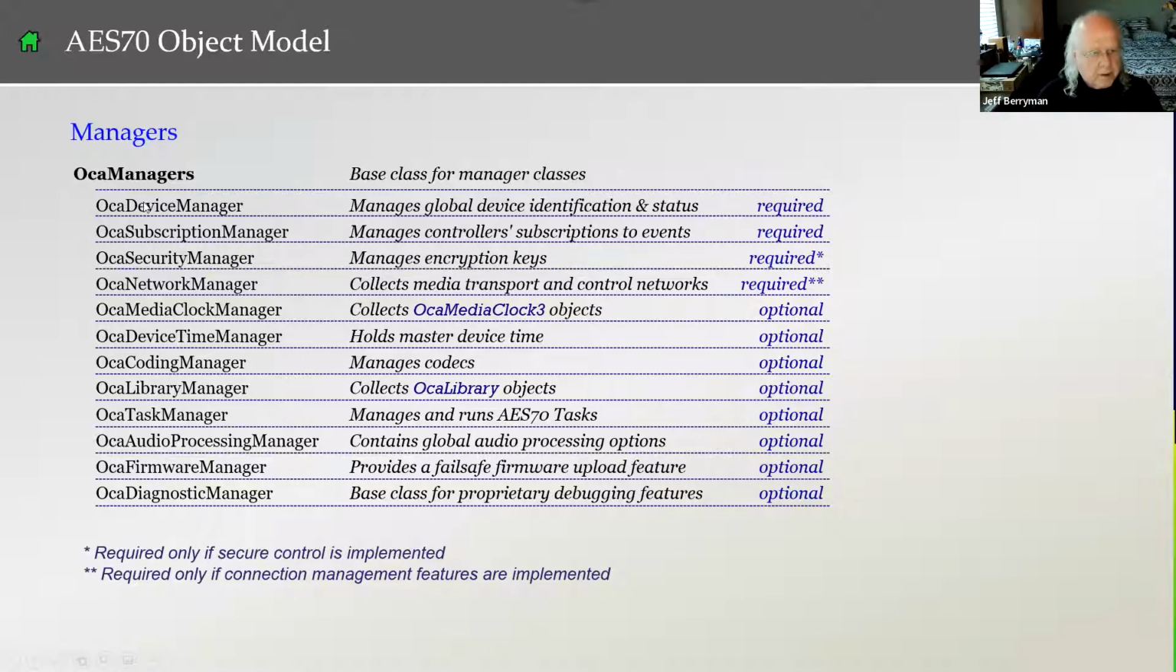Then these managers, which are overhead objects, most of these are optional. The device you don't really need to implement that you can see here required. These two are only conditionally required. So there are only really two required managers: the device manager that manages the global device identification and status, and the subscription manager, which is how controllers subscribe to different events, watch properties that they want to see changed and so forth. So these I'm not going to go into in any depth. They'll come up in specific contexts, probably in a future presentation.